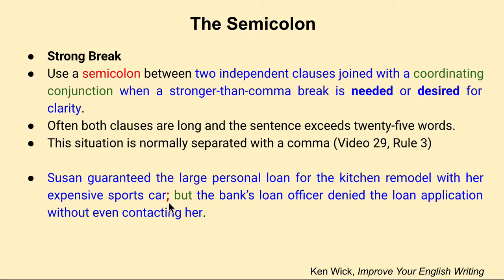Now here, normally we would separate this, two independent clauses joined with the coordinating conjunction, with a comma. But you're writing this and you see this is long, or you just feel like a strong break is needed between these two independent clauses for clarity, you may put a semicolon. But more often than not, a comma works just as well. But this is if you want or desire a stronger break for clarity.